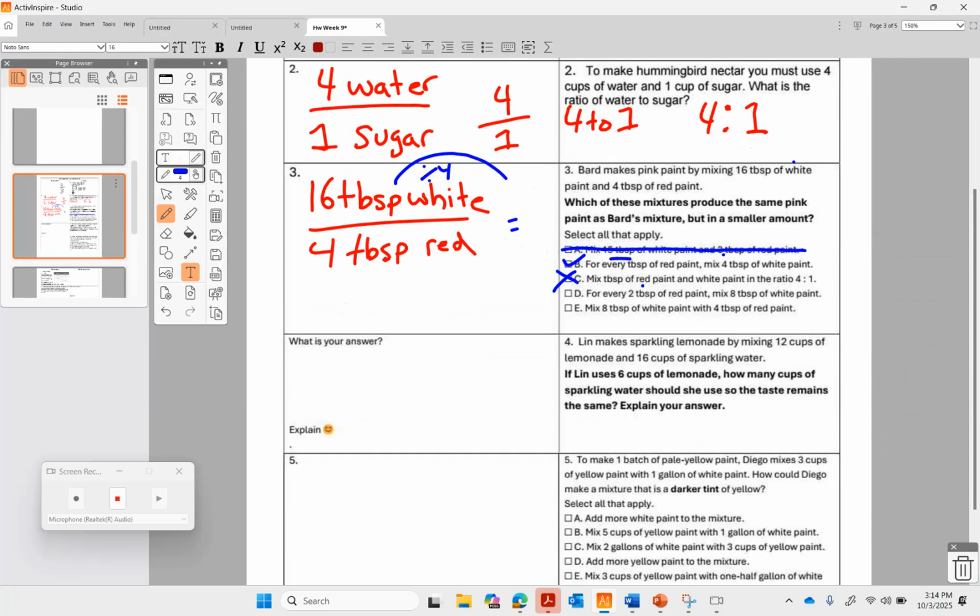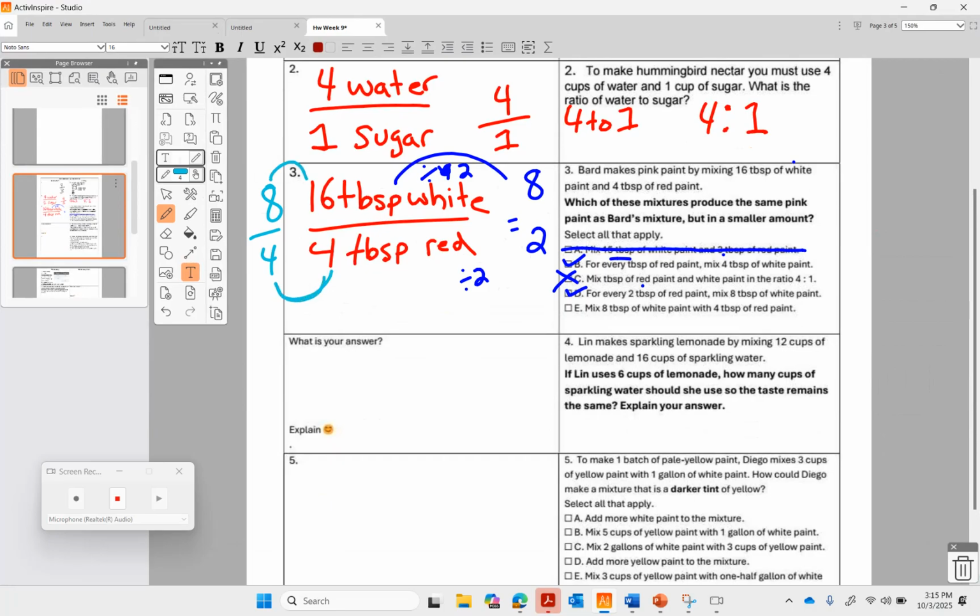For every 2 tablespoons of red paint, 8 tablespoons here. So 4 divided by 2 is 2, and 16 divided by 2 is 8. That's correct. And the last one, rather than trying to erase everything, I'm going to do it over here. 8 tablespoons of white to 4 of red. Oh, no, because these are the same, right? But these are different, so not that one.